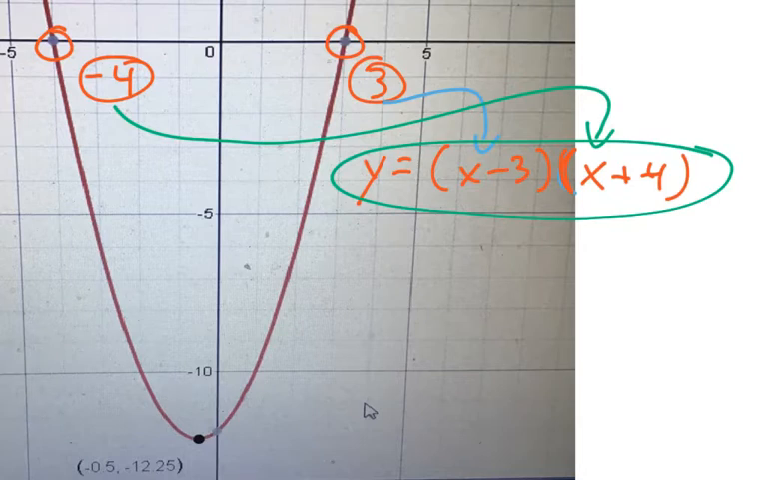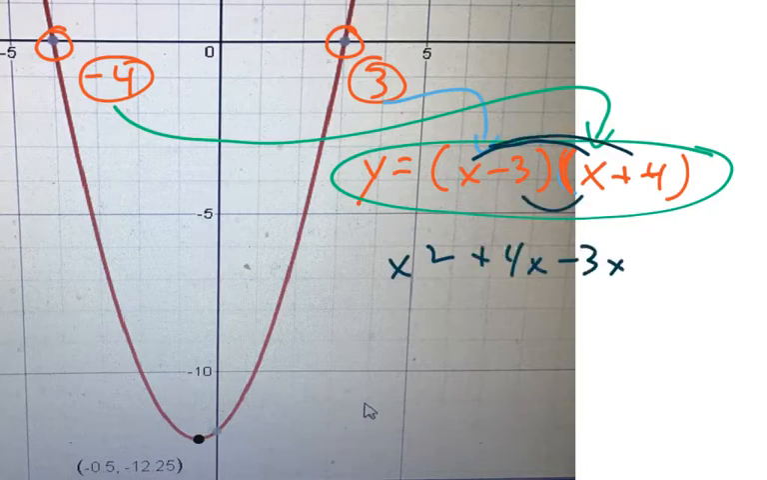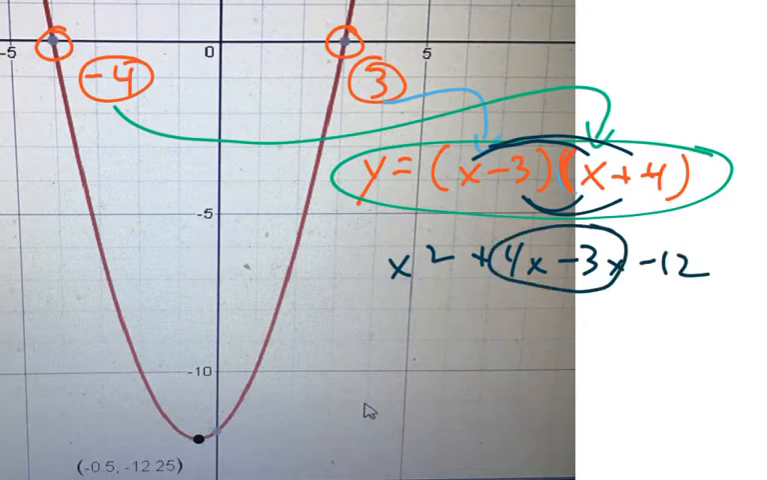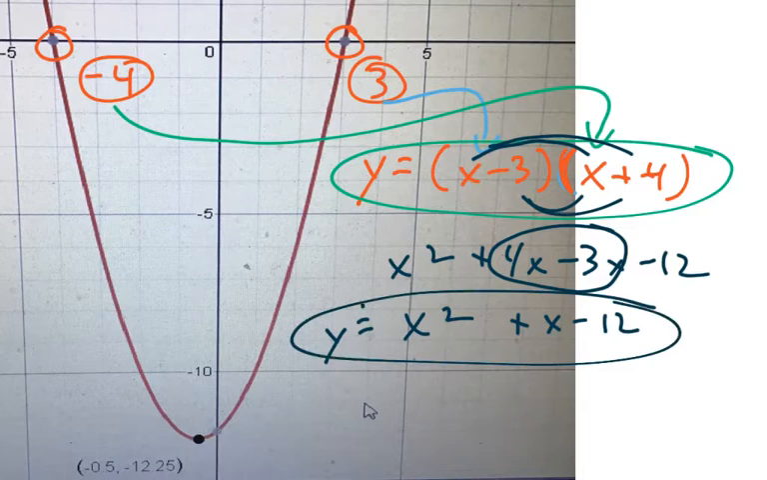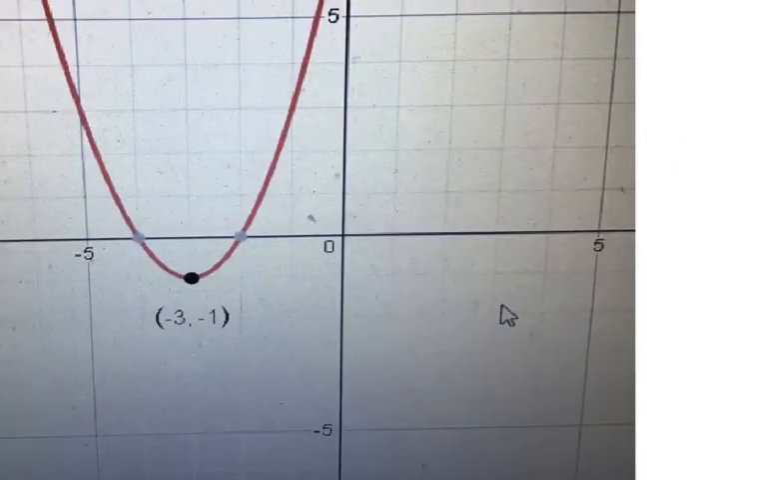If they want standard form, I'm just going to have to use distributive property here. x squared plus 4x minus 3x minus 12. Let's combine our x-like terms together. So y equal to x squared plus x minus 12 is the actual equation for this graph. Okay, pause the video if you need to.